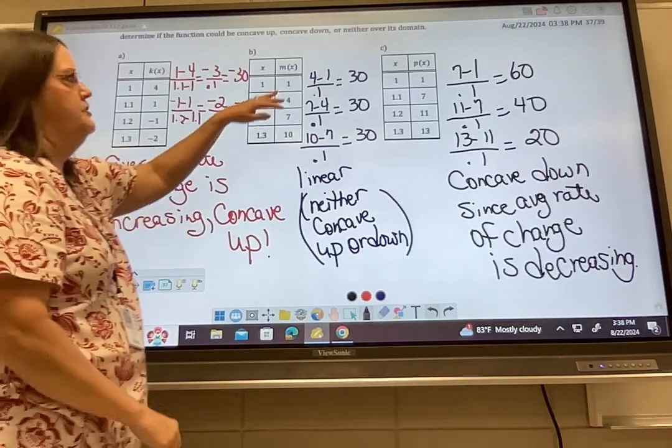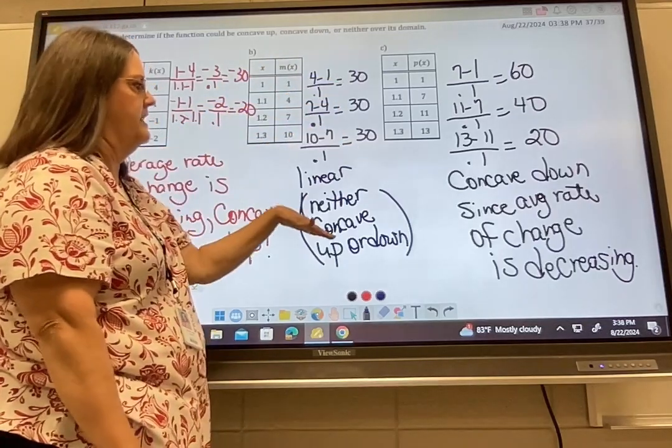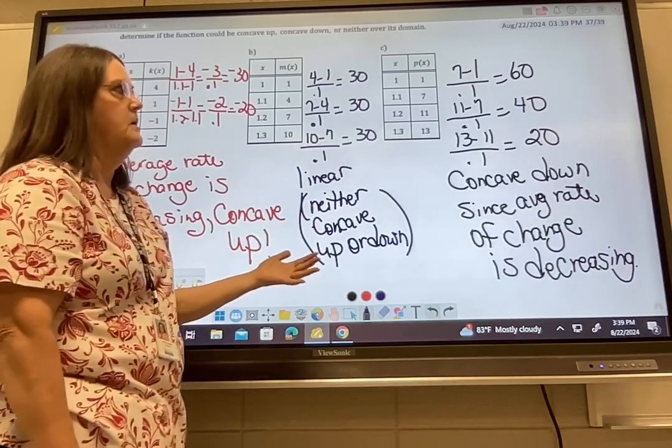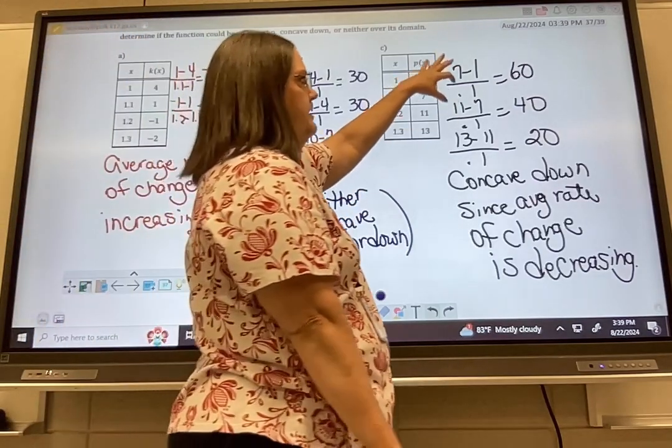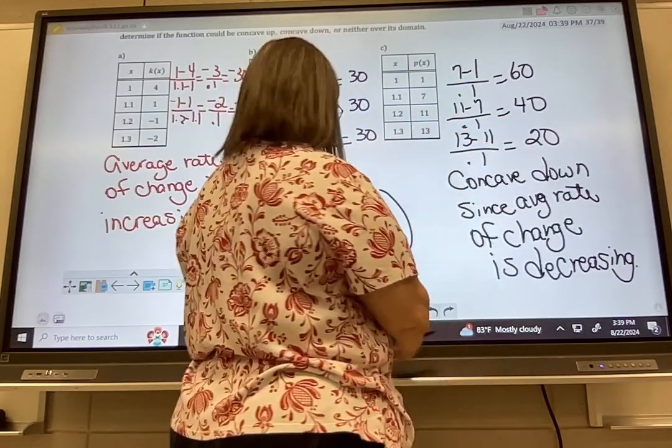Okay, so when I do my average rate of change here, I get the same number. This is linear, so therefore it is neither concave up nor concave down. Then when I do my average rates of change here, they decrease. So this one is concave down.